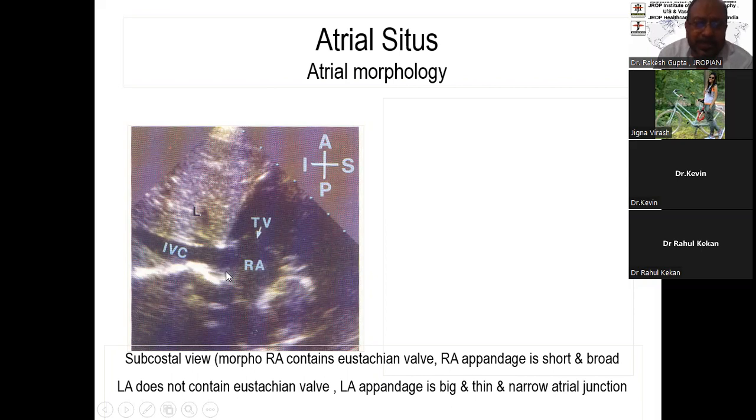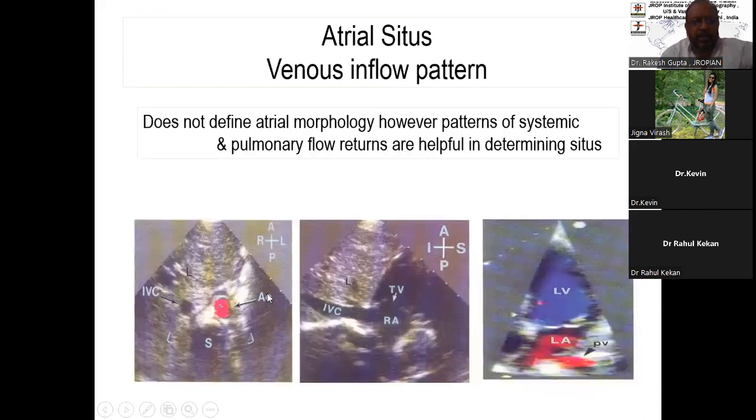And what does it do? This membrane, the so-called eustachian membrane, gets connected to the interatrial septum so as to direct the whole of the blood from the right atrium to the left atrium through this fossa ovalis. Many of you must have visualized the remnant of the eustachian valve, and sometimes you can see the Chiari network present over here.